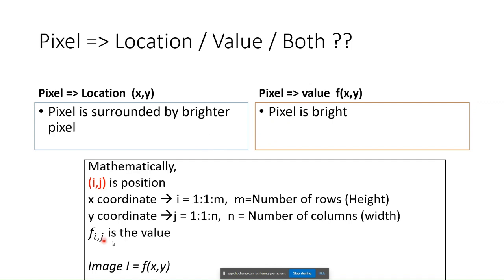As I just said, an image is represented as a two-dimensional function f of x comma y. Mathematically, x and y are nothing but spatial coordinates. So we have the height and width of the image. We have an index for row and column. i is the index usually corresponding to the x coordinate, which varies from 1 to m, where m is the number of rows, and j is the index corresponding to the y coordinate, which varies from 1 to n, where n is the number of columns or the width. And when we call f of i comma j, it is the value at that position i comma j.